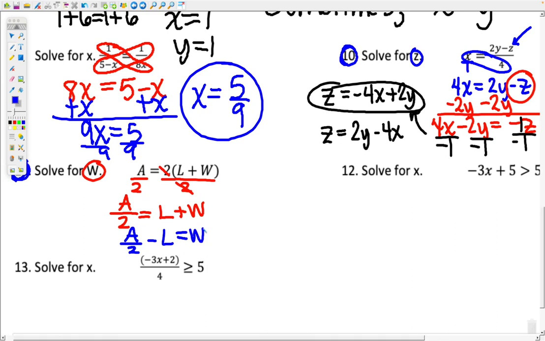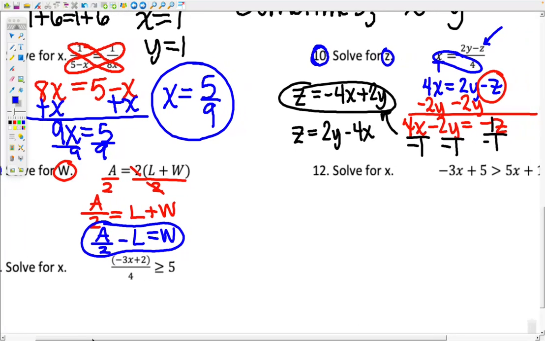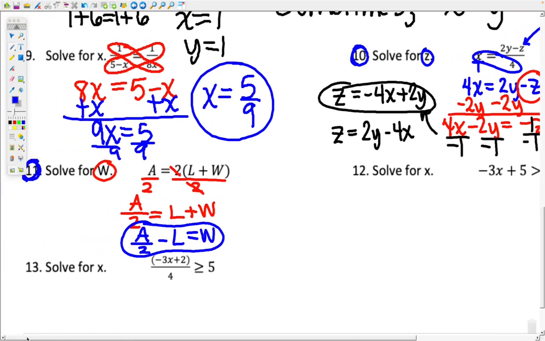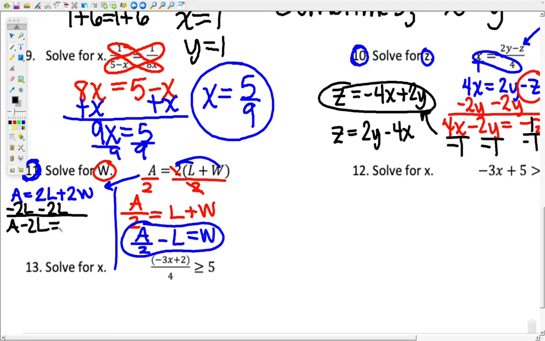If you like this method, stick with it. If this method was like, I don't know how you got that, then you could very well have distributed. Let's show you another way. It would have been A equals, and then distribute 2L plus 2W. Then you have to subtract the 2L, which would give me A minus 2L. But that's gonna equal 2W.